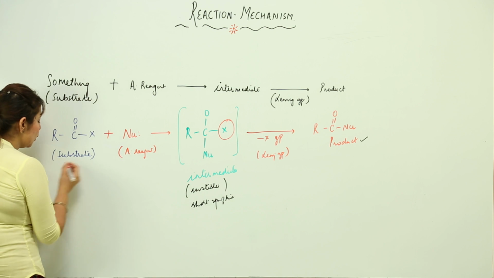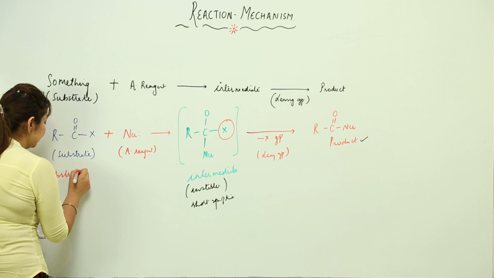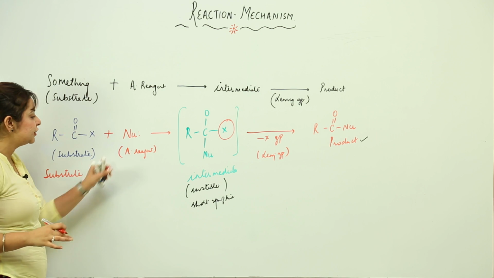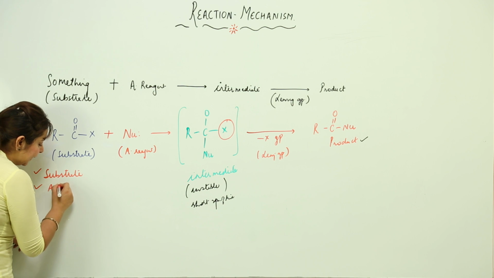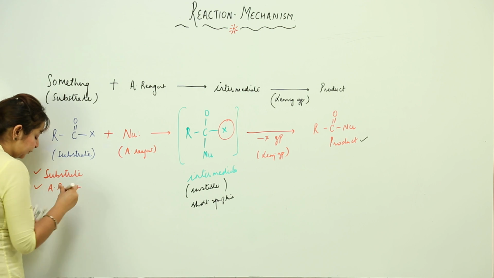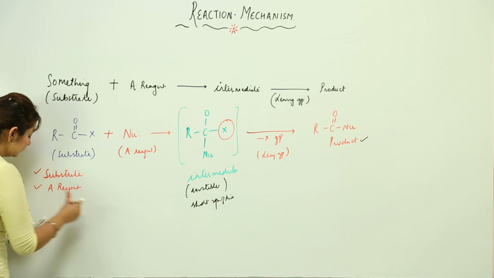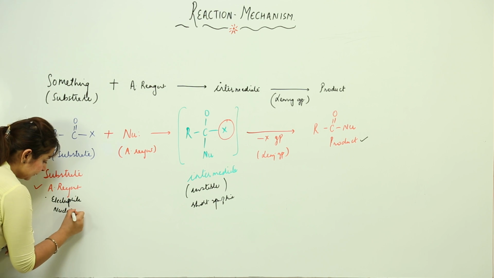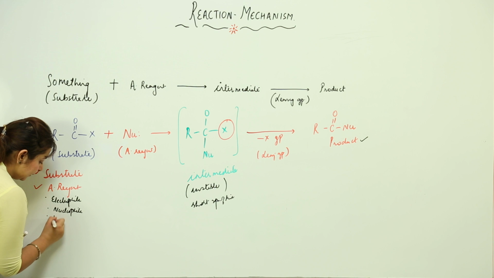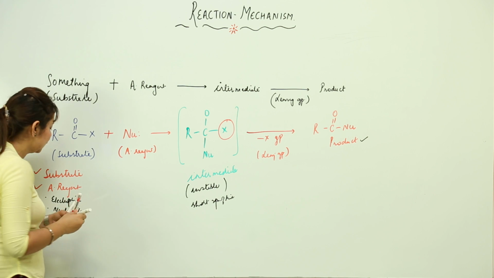So this reaction includes the substrate, that is our reactant, to which the attacking reagent will attack. We will definitely include the attacking reagent, it is very important, and we have 3 different attacking reagents. It can be electrophile, it can be nucleophile, it can be free radical. We will discuss all those things, what they actually are.